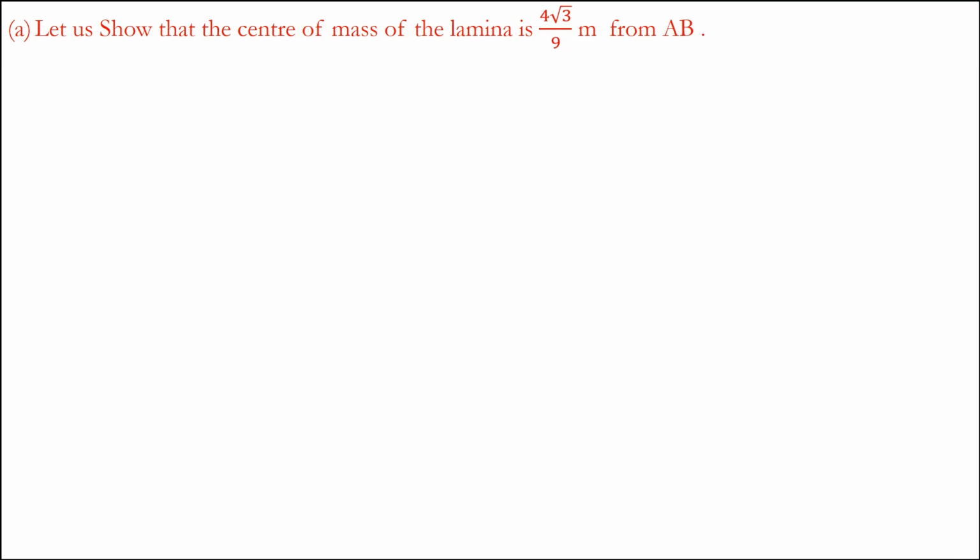Let's then launch into the solution of this question. In the A part of the question, we are asked to show that the center of mass of the lamina is 4 square root of 3 divided by 9 meters from AB.